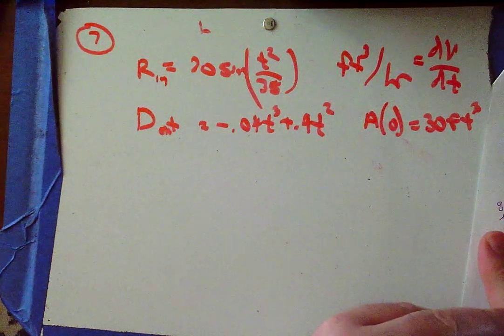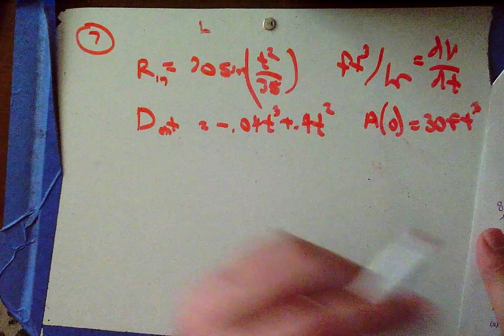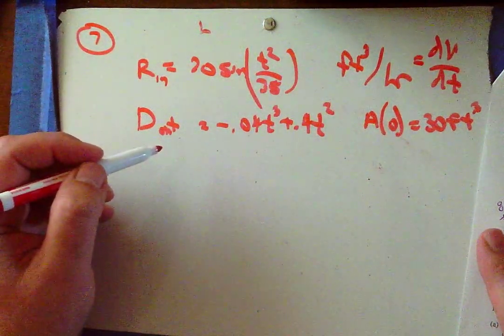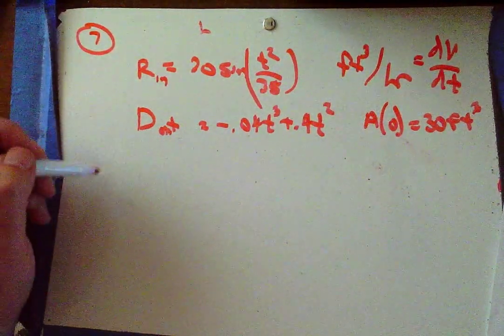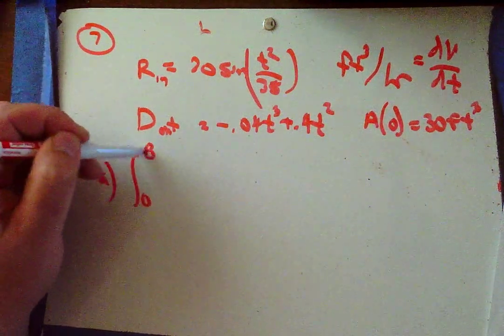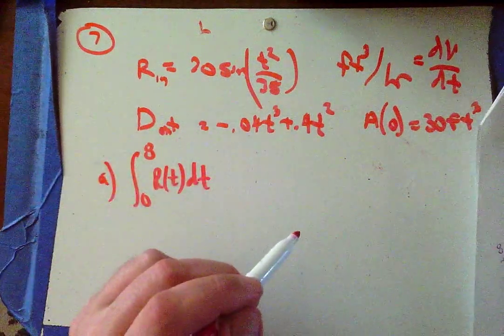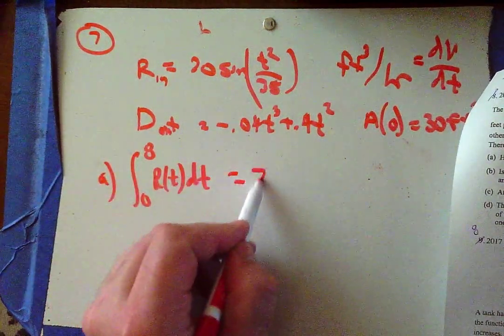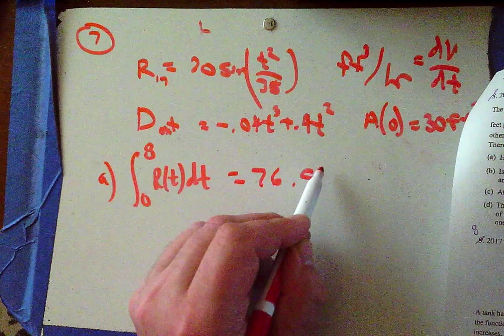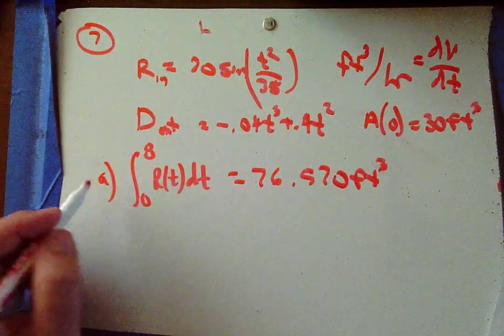Part A, how many cubic feet of rainwater flow into the pipe during the 8-hour interval from 0 to 8? Well, part A is simply the integral from 0 to 8 of R(t) dt. I do that on my calculator, and I get 76.570 cubic feet. That's pretty straightforward.